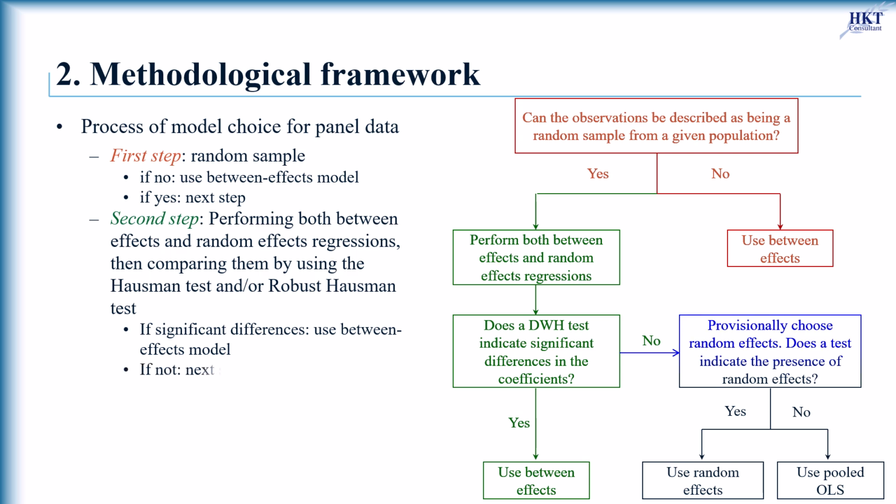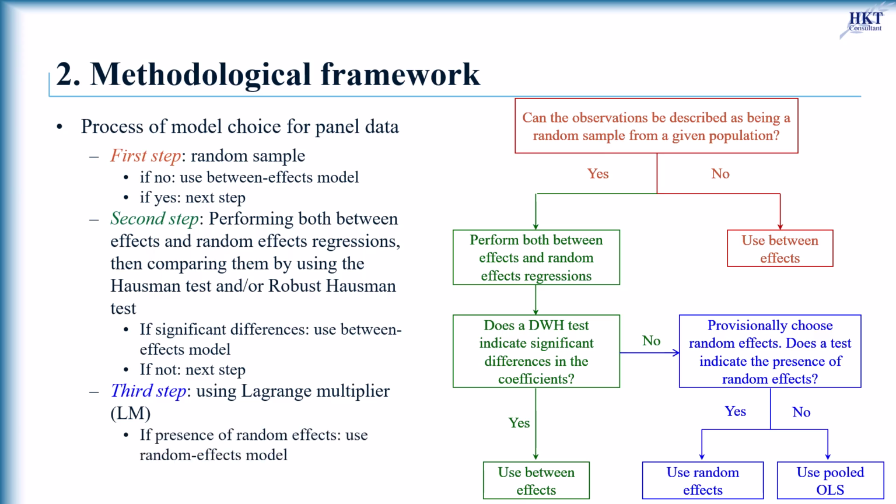In contrast, in the third step, the Lagrange multiplier test is used to determine whether the random effects model or the pooled OLS model is more appropriate for the analysis. The null hypothesis of the LM test is that the variance across entities is zero, meaning there are no significant differences across units. Specifically, if the LM test indicates the presence of random effects, the random effects model is chosen, otherwise, the pooled OLS model is selected as the final specification.